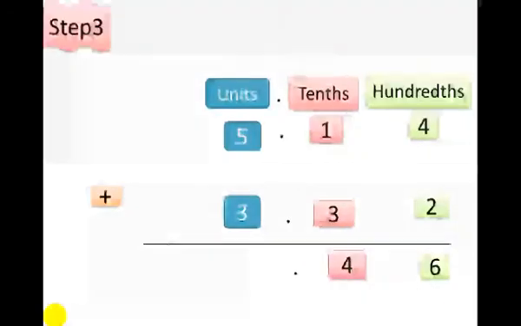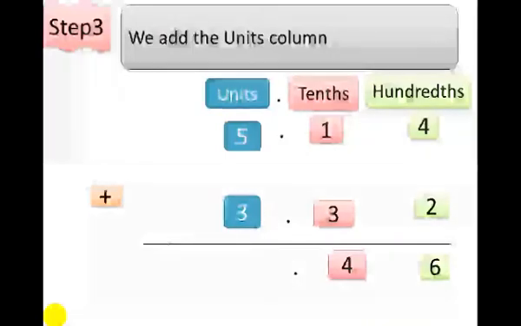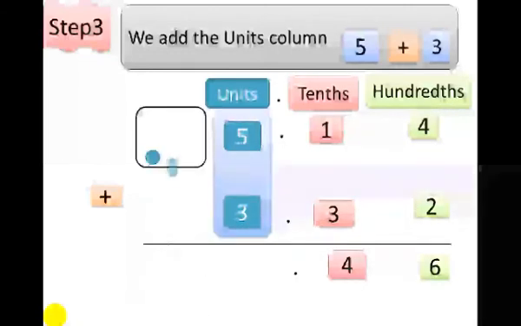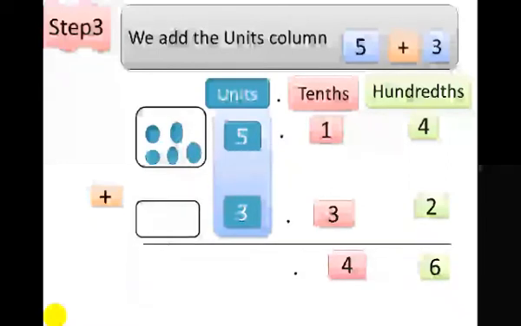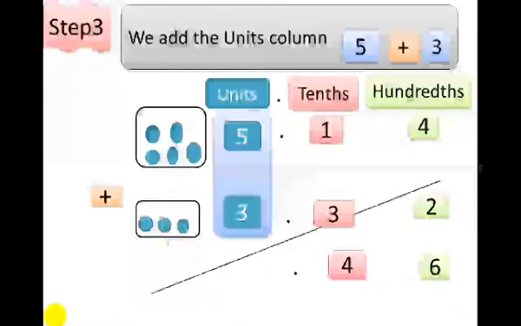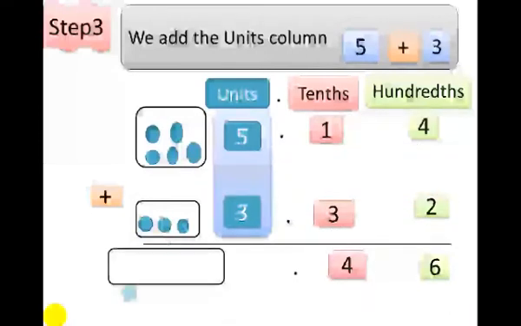Next, we add the unit column. 5 units plus 3 units. Always remember to put your decimal point before you write the answer for the unit side. 5 units plus 3 units equals to 1 unit, 2 units, 3 units, 4 units, 5 units, 6 units, 7 units, 8 units.